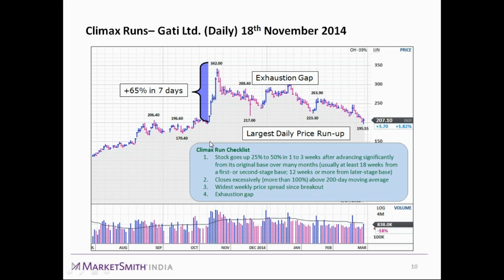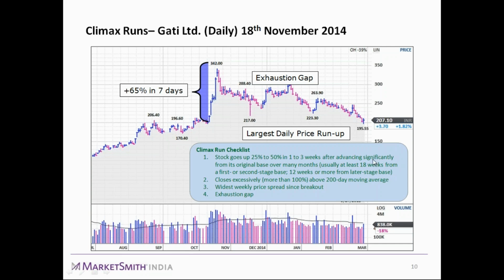Also in the weekly chart, you will see that it is more than 100% above the 40 week line. The 40 week and 200-day moving average will be roughly the same, not exactly, but roughly similar. So if you see that the stock is more than 100% above the 200-day moving average, that's when you should be a little bit careful.